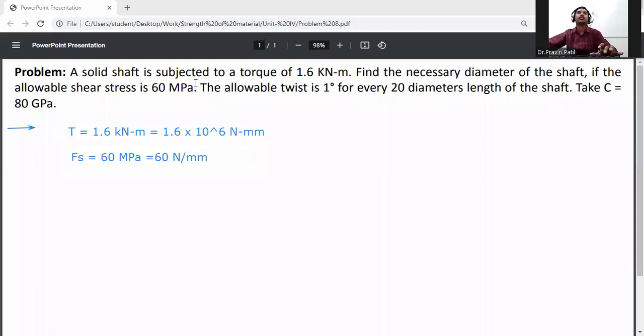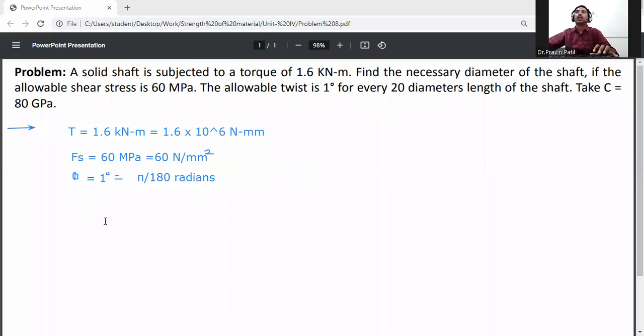Then next, it is given the twist angle. Theta is equal to 1 degree. Which is denoted by 1 degree. That is converted into radians. You multiply by pi by 180, and we get it in radians.